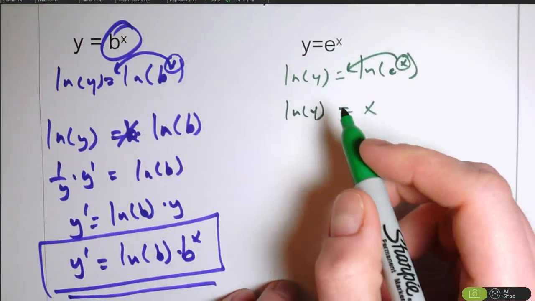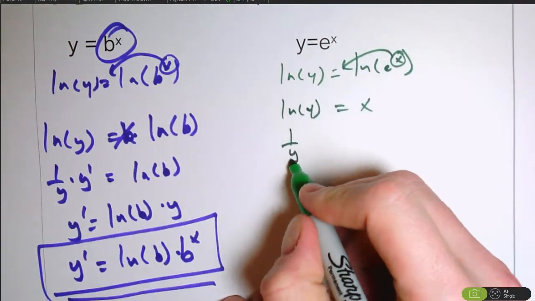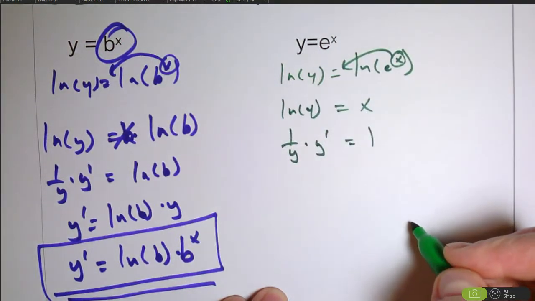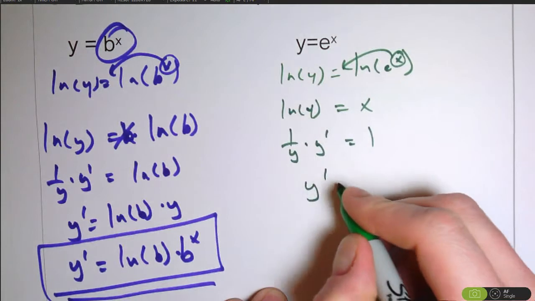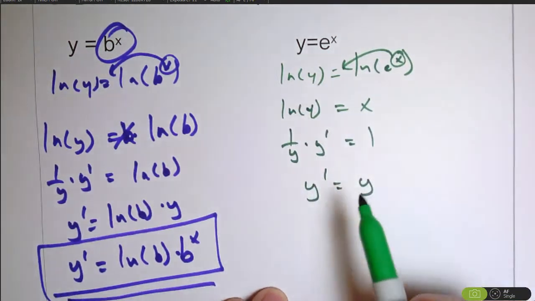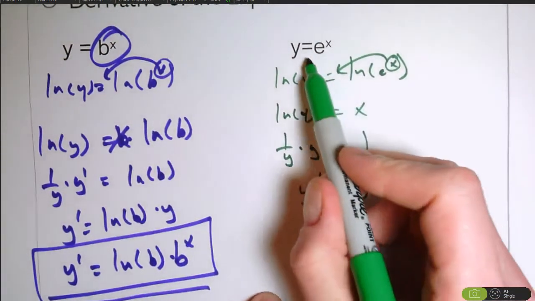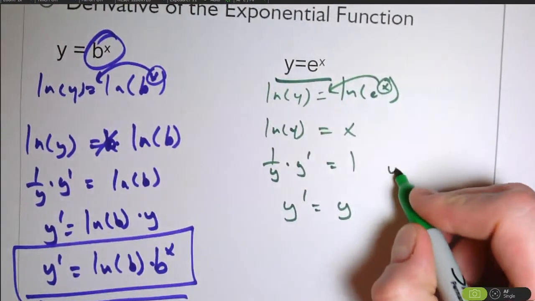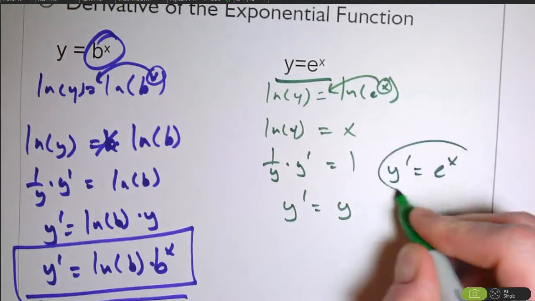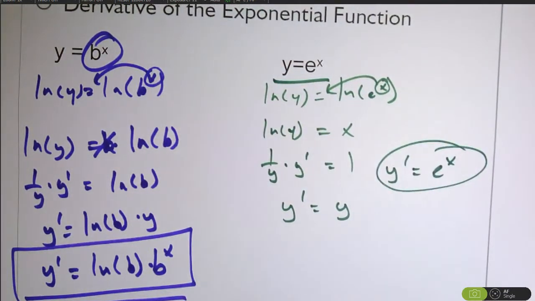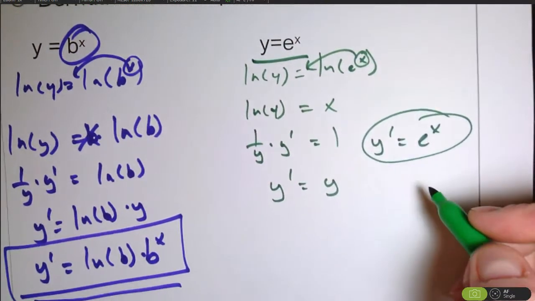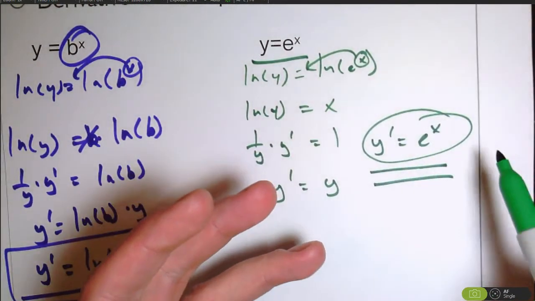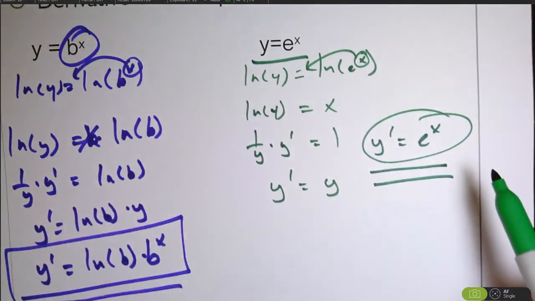Now take our implicit derivative of both sides. So we get 1 over y times y prime equals, derivative of x is 1. And then when you multiply both sides by y, y prime actually equals y. So here's a very special property about the e to the x. Its derivative equals the original function. y prime equals e to the x again. So this graph is its own derivative, which is also why it's so special in calculus and why we spend multiple days working with just this exponential function, basically.